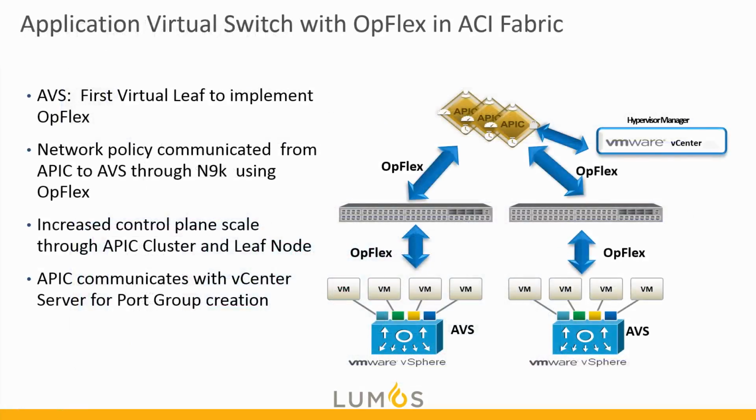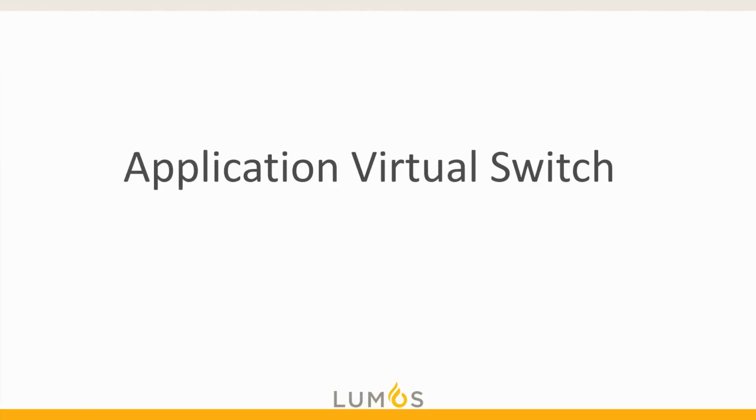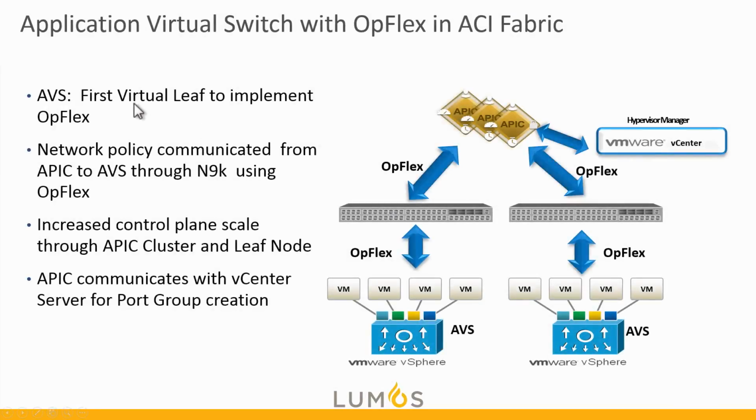So one other thing, and this slide is a little bit out of order because we're going to now talk about application virtual switch, or AVS. So AVS was really the first virtual leaf to implement OpFlex. Of course, we're already implemented with the hardware switch, but the AVS is essentially the software-based switch that replaces whatever vendor-specific or open source like OVS is running on the hypervisor.